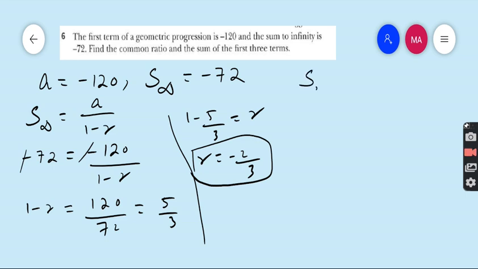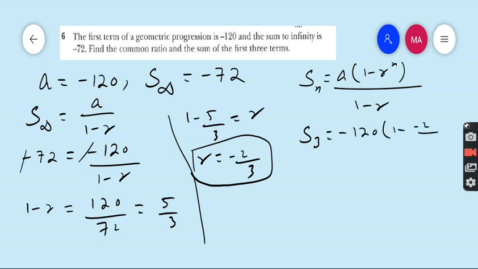So we use the formula Sn is equal to a into 1 minus r to the power n upon 1 minus r. This formula is used when r is less than 1, and in an infinite geometric series r is always less than 1. So the first three terms means S3. a is minus 120, r is minus 2 upon 3, n is 3, upon 1 minus r.